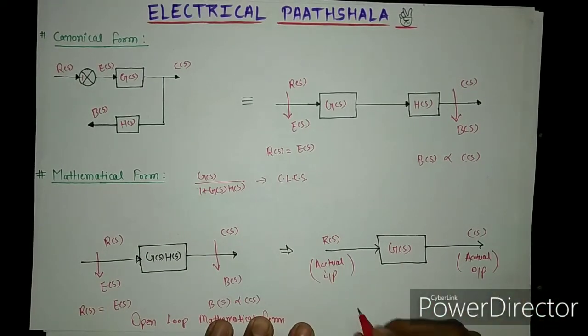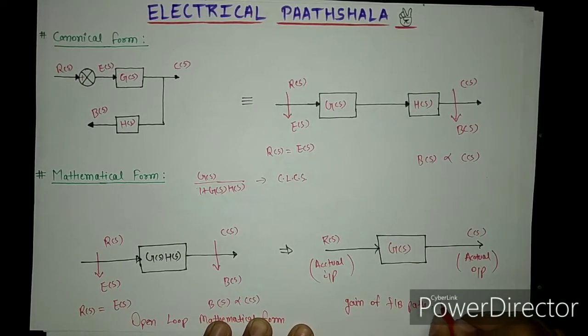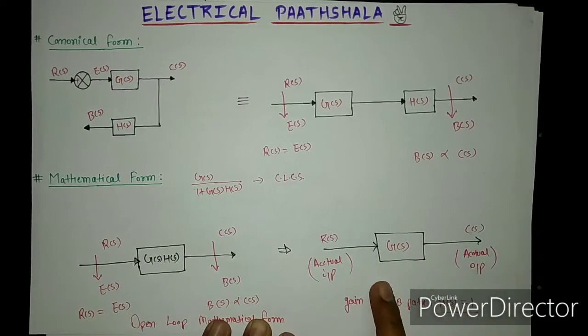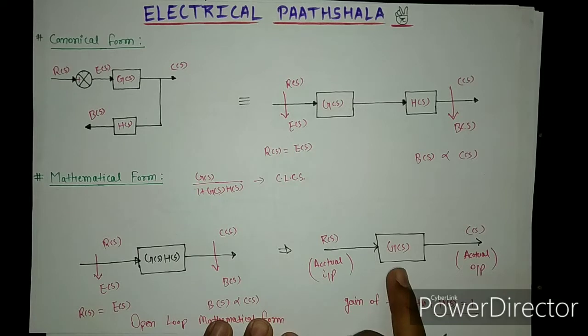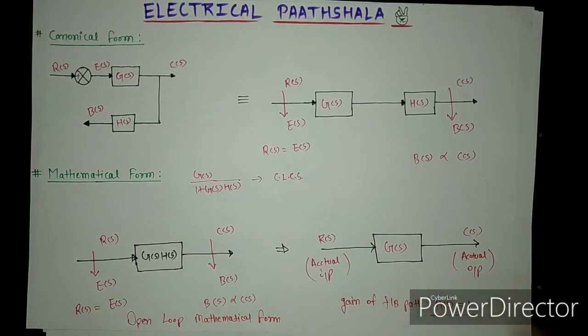Don't think that H(s) is not present in this diagram. H(s) is also present, but the value of H(s) is equal to 1. So we can say that the gain of the feedback path, or H(s), is equal to 1 for this particular block diagram. So this is the mathematical representation of an open loop control system with respect to actual input and actual output only.